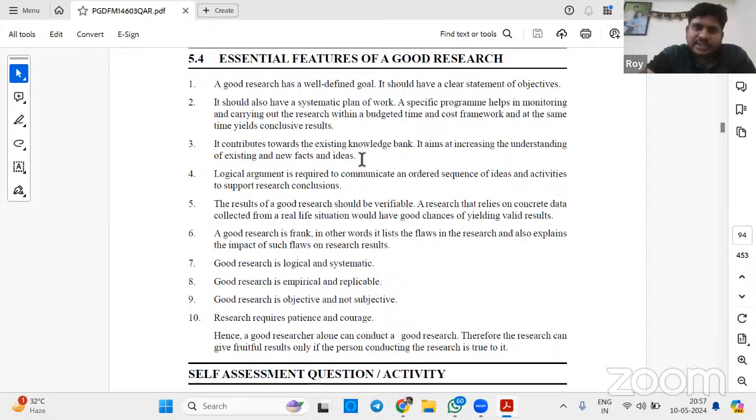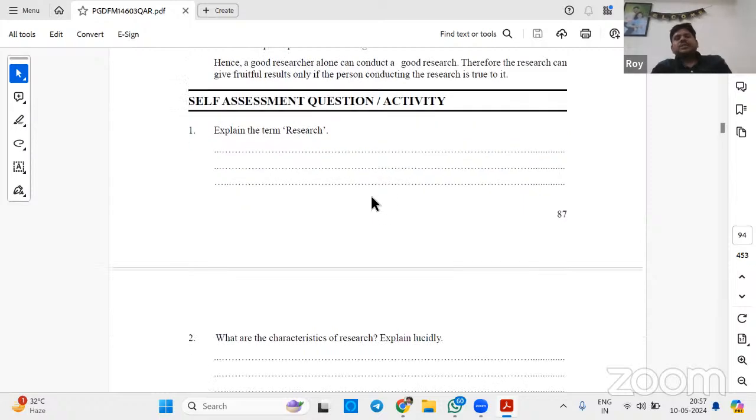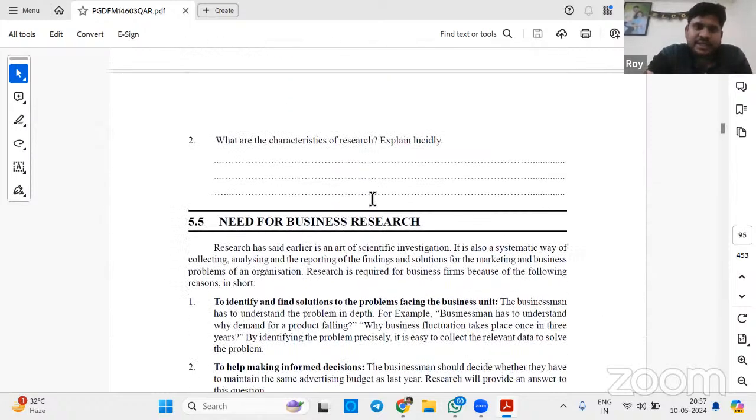In other words, it lists the flaws in the research and also explains the impact of such flaws. And it is empirical and replicable. Empirical means it is calculative, there are ways they can do that. Research is objective and not subjective. Research requires patience and courage, right? Unless you have this patience and courage, we cannot do that.